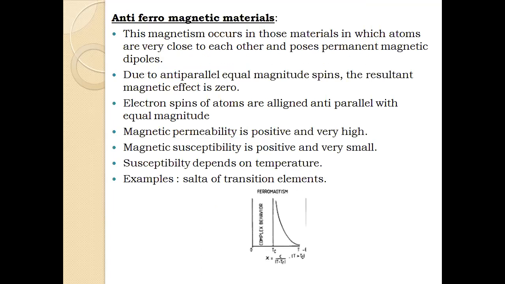Coming to the antiferromagnetic materials, this magnetism occurs in those materials in which atoms are very close to each other and possess permanent magnetic dipoles. Due to antiparallel equal magnetic spins, the magnetic effect is zero. Electron spins of atoms are aligned antiparallel with equal magnitude. Magnetic permeability is positive and very high. Magnetic susceptibility is positive and very small. Susceptibility depends on temperature, and examples for antiferromagnetic materials are salts of transition elements.